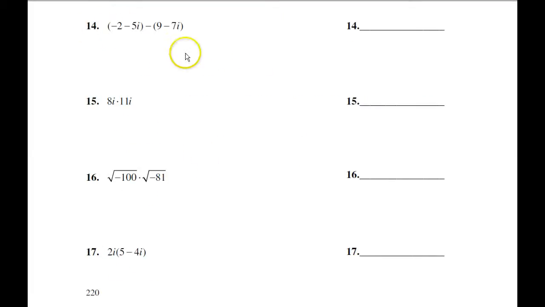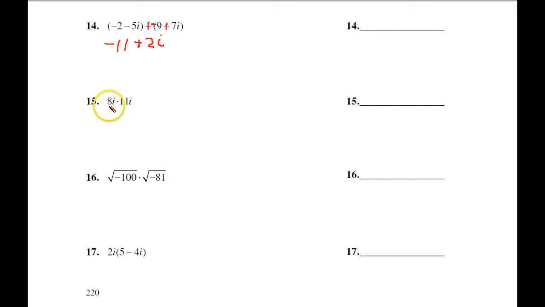Now as we do this next part, again this will become plus, then that'll be minus, and this will be plus. So negative 2, negative 9 is negative 11. Then a negative 5 and a plus 7 is a plus 2i in standard form.